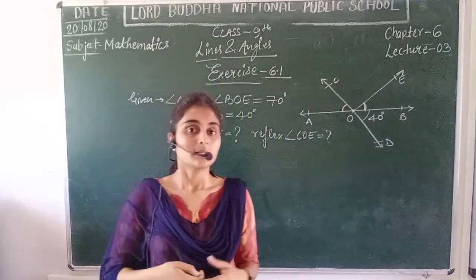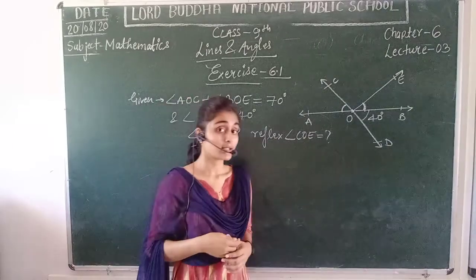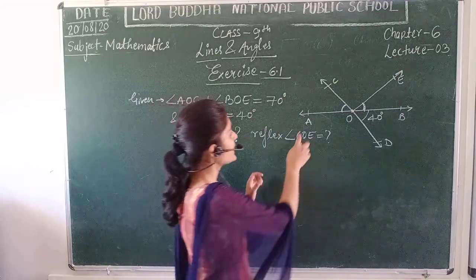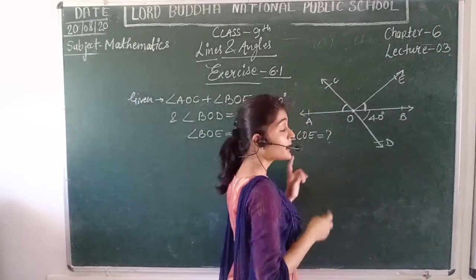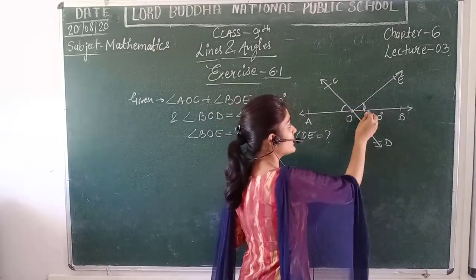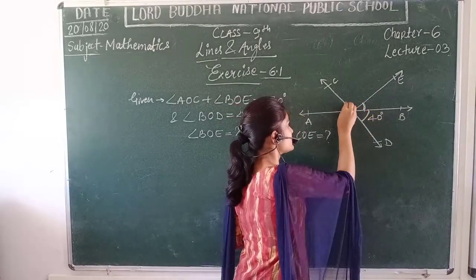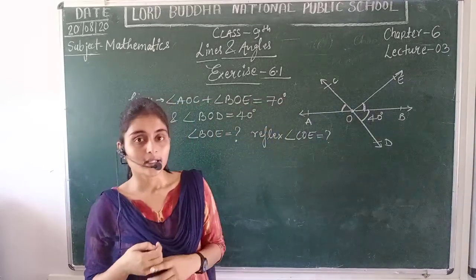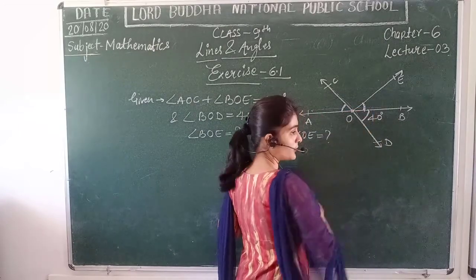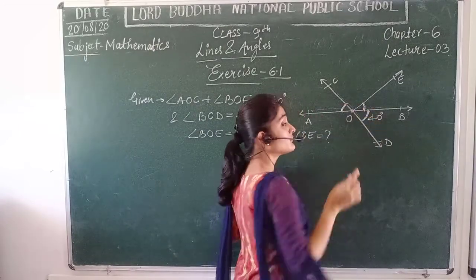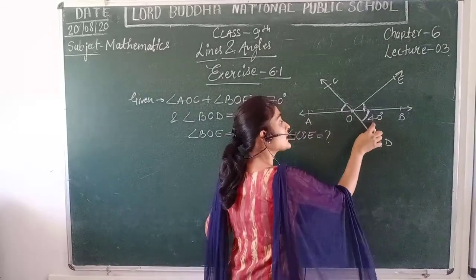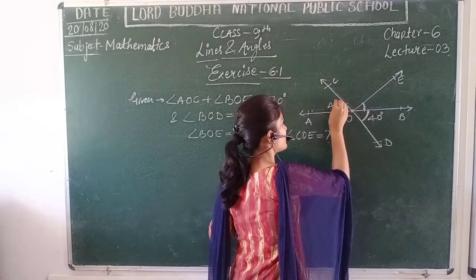In the previous class, we have discussed intersecting lines and vertically opposite angles. So see, there are two lines AB and CD, right? AB and CD are intersecting at a point O. So there is a pair of angles forming here, this one and this one. Aren't they at vertically opposite position? Because these two lines are intersecting at point O, and these two angles are forming at vertically opposite position, that means their values will be what? Equal.